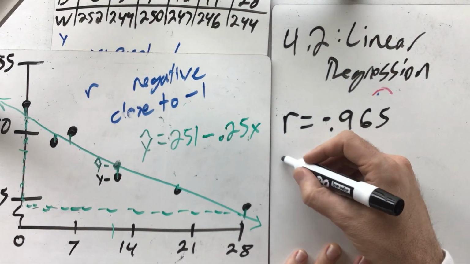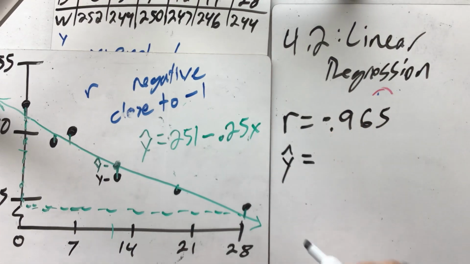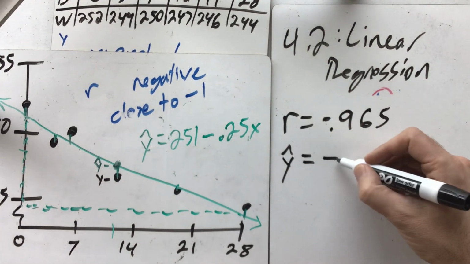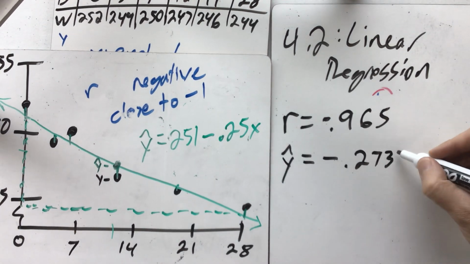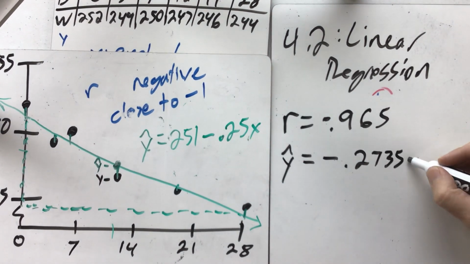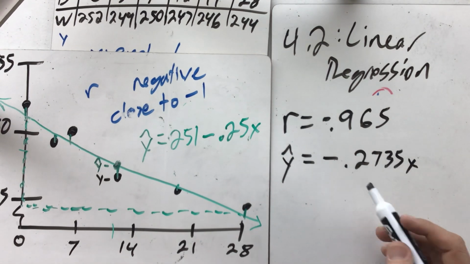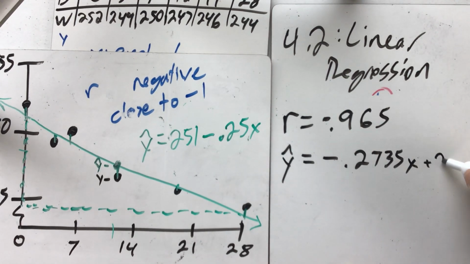And then our equation is y hat equals negative 0.2735 X. I guess I don't need that many decimals. So notice that's the number with the X on it, plus 251.24. Okay, that's enough decimals.